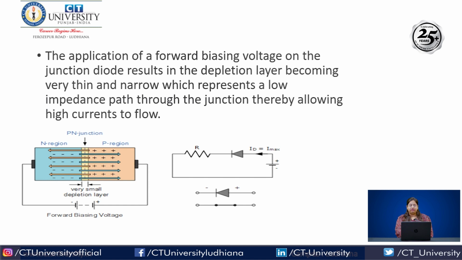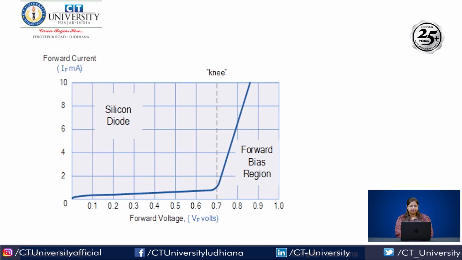The application of forward biasing voltage on the junction diode results in the depletion layer becoming very narrow or thin, which represents a low impedance path through the junction, thereby allowing high current to flow. This is the circuit diagram of forward biasing voltage. Here the N region is connected to the negative side and the P region is connected to the positive side, which results in the narrowing of the depletion layer.